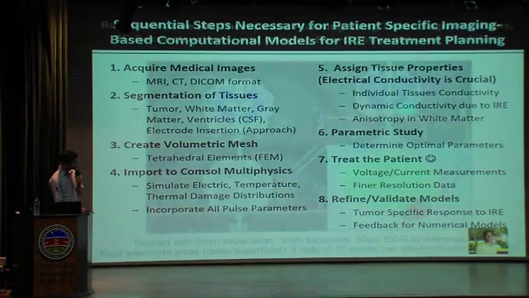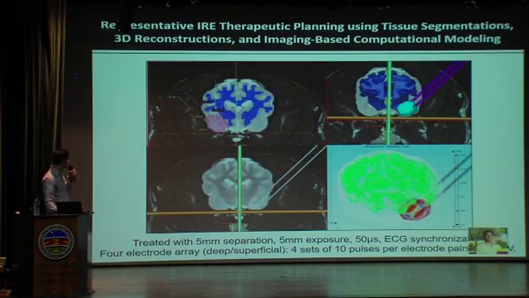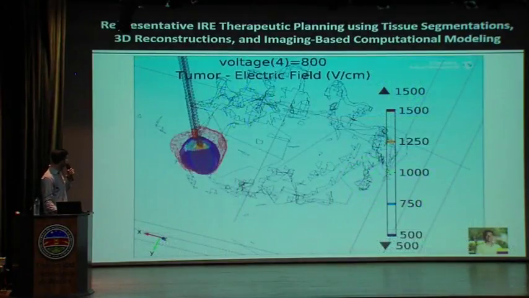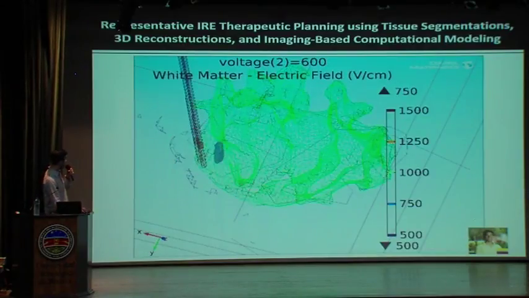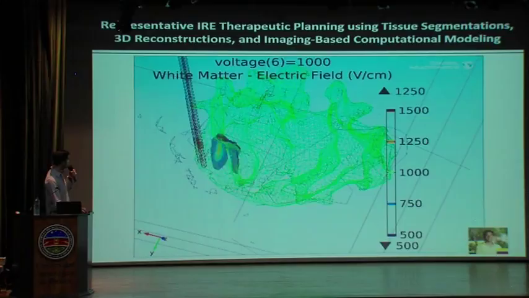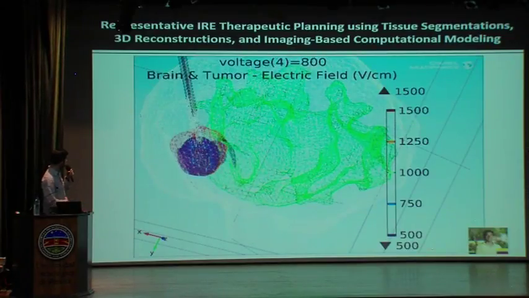Okay, so here are some more examples of the actual therapeutic planning. Here we're showing what happens when the electric field is applied for different voltages.